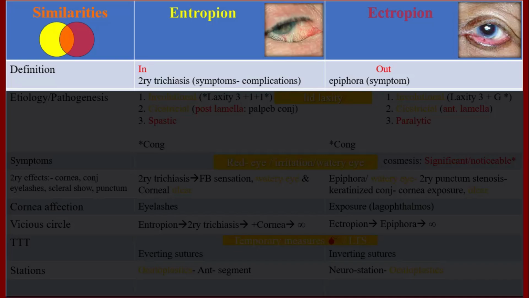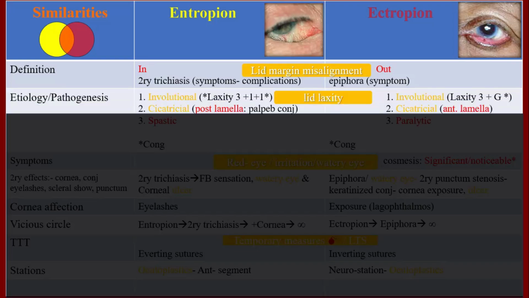both disorders. Could there be any similarity regarding the definition? Yes. What is the similarity? Both are disorders belonging to the eyelid margin. So both are disorders of eyelid margin misalignment. They are both eyelid margin misalignments. But here inturn and here outer or eversion.